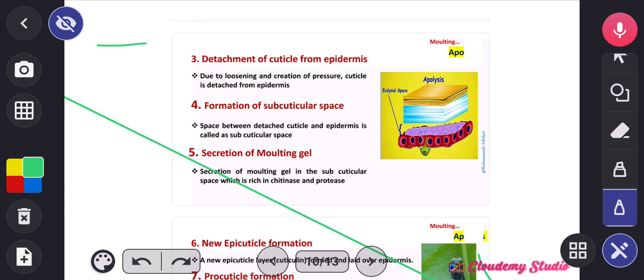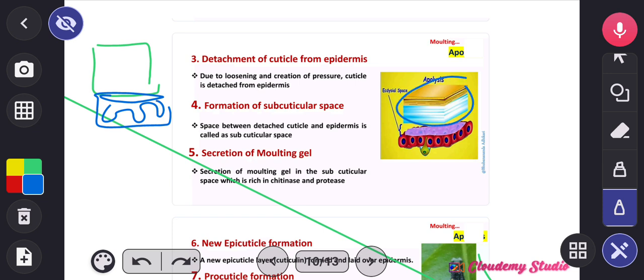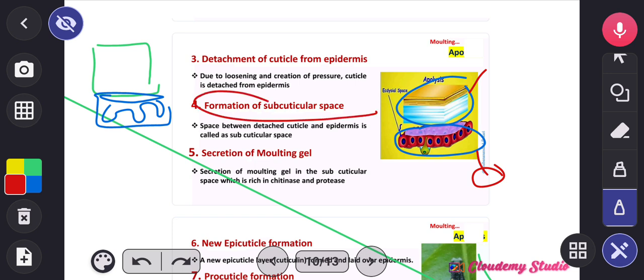Remember that when I drew the cuticle for you, this is how the cuticle looks. Then we have the epidermis somewhere around here. Then we have the basement membrane somewhere around here. Now, what is going to happen is that the cuticle is going to be detached from the epidermis. So if you look at the structure that I have here, this is the cuticle and this is the basement membrane and the epidermis. The cuticle is going to be detached from the epidermis due to loosening and creation of pressure. Now, the fourth thing is the formation of the subcuticular space, which we have here, which will be the space between the what?